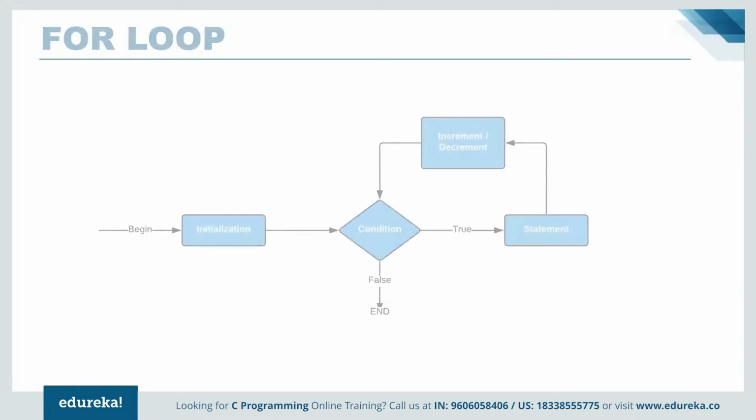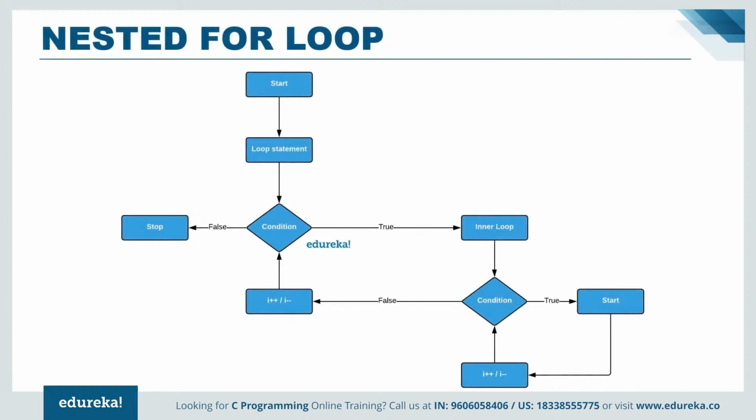Now let us move on to the next type of for loop, which is the advanced for loop or nested for loop. As you can see, this is also basically a for loop. But the only difference is that this includes a for loop inside the external for loop. To understand this, let us go through this flow diagram.